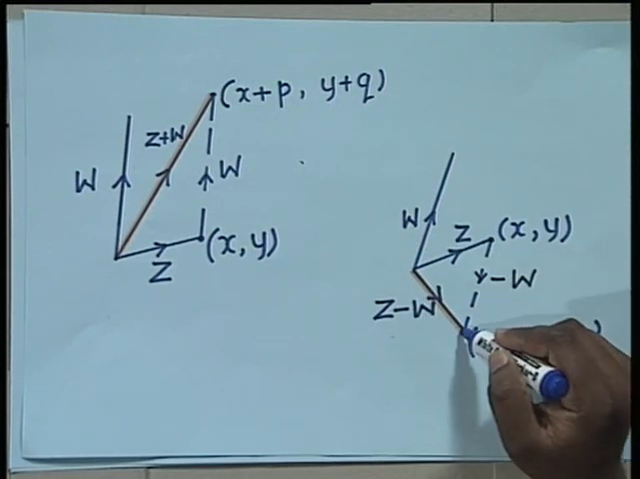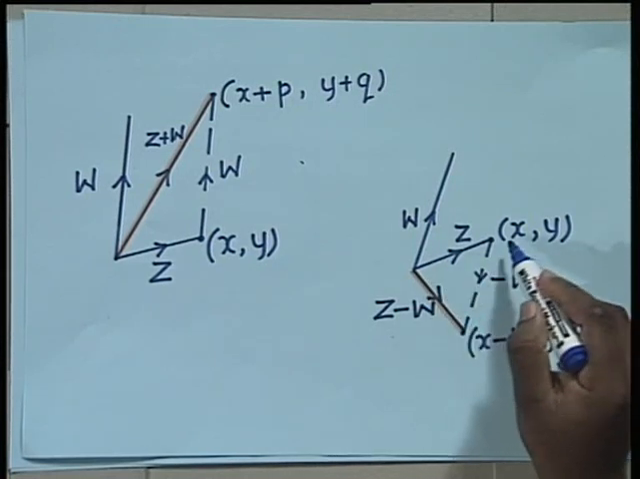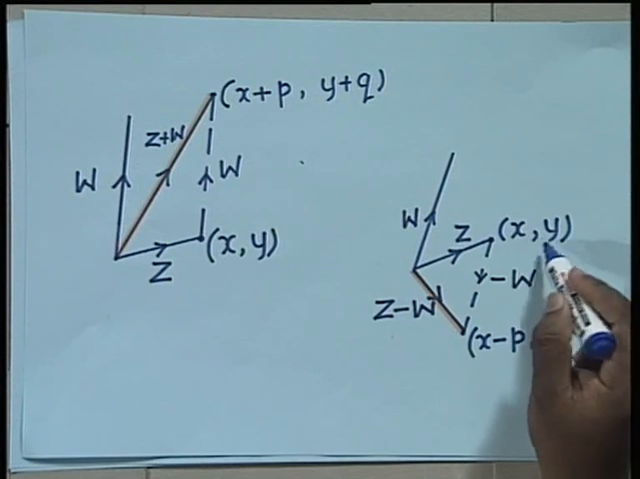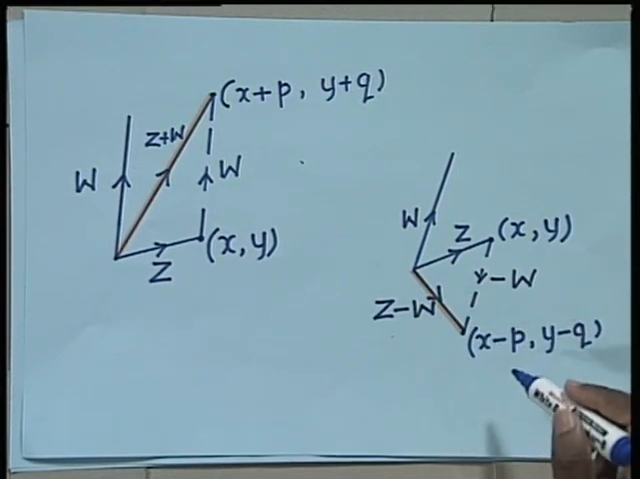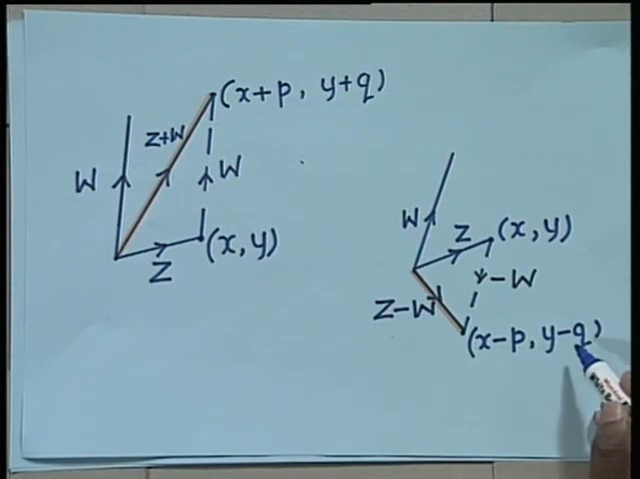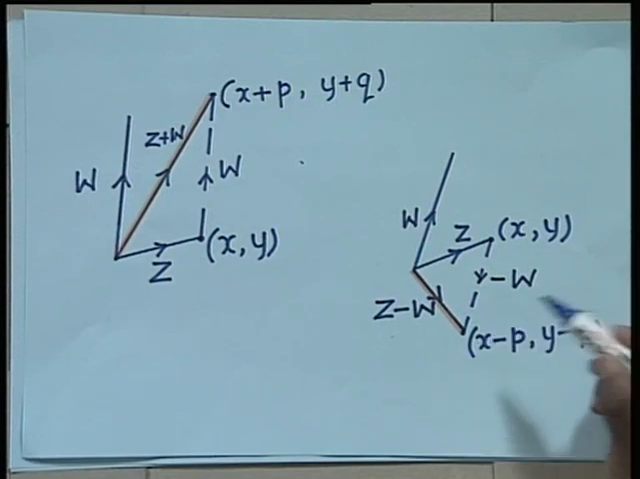Z minus W, Z was x plus iy or (x, y) on the Argand diagram. Z minus W is (x minus p, y minus q), which is a translation. Similarly, multiplication of complex numbers has a geometrical interpretation. Multiplication of complex numbers is rotation followed by an enlargement.